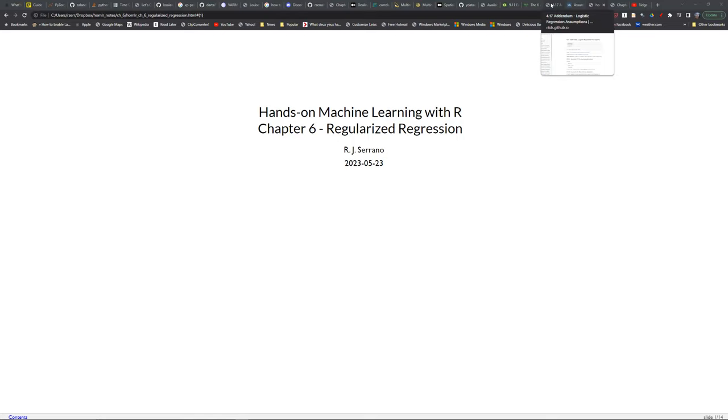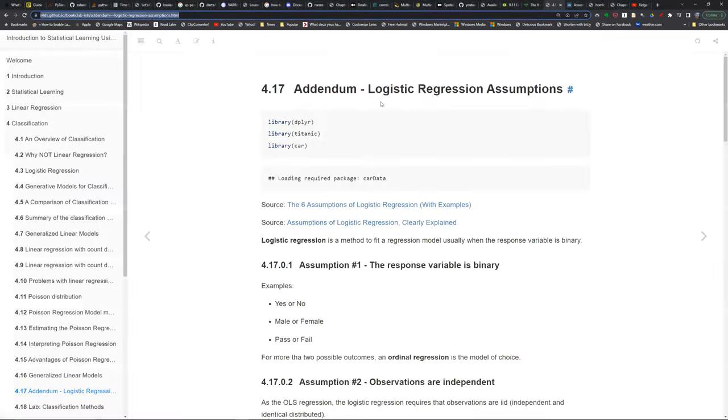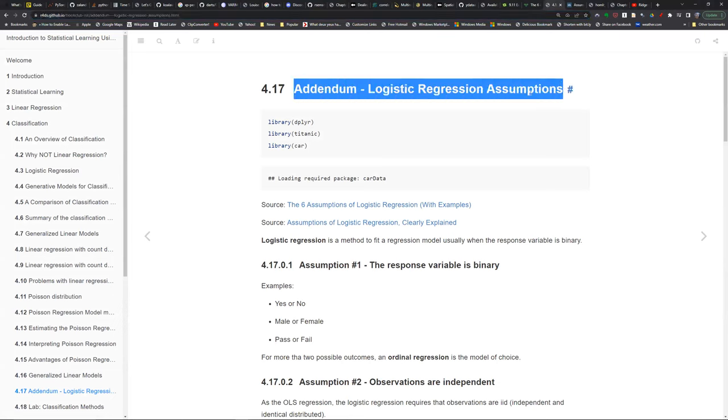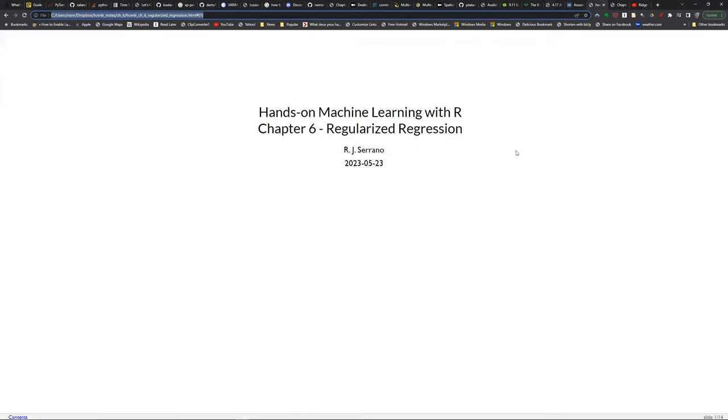Before we begin, I posted in the chat something that corresponds to our previous session, when we discussed logistic regression and its assumptions. I found this in another book club, from Introduction to Statistical Learning. This is an addendum where they clearly list the logistic regression assumptions compared to ordinary linear regression. So it's something to keep tabs on, okay? So let's begin.